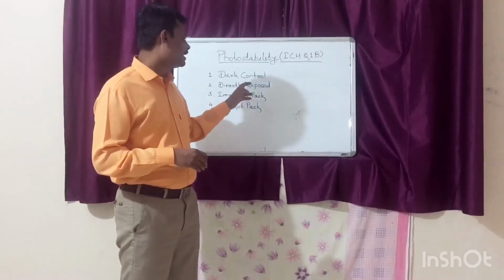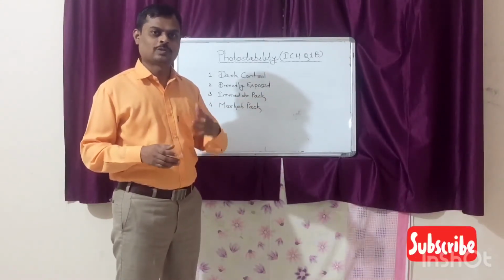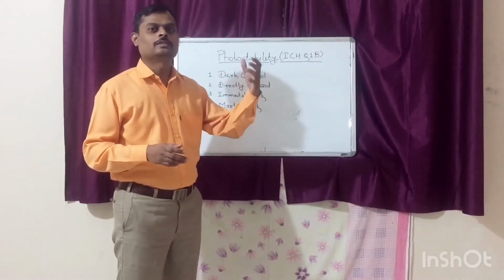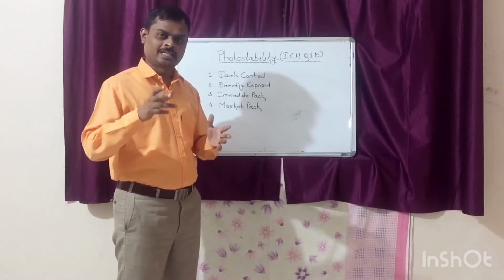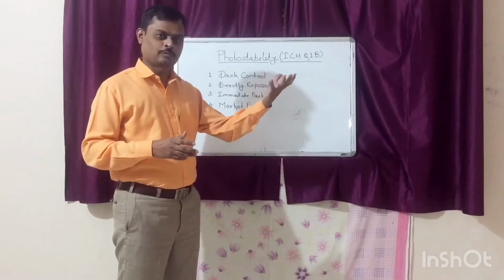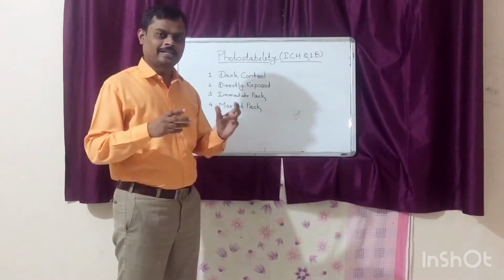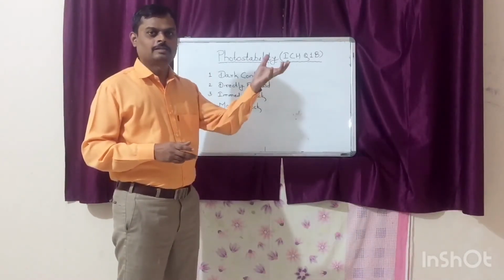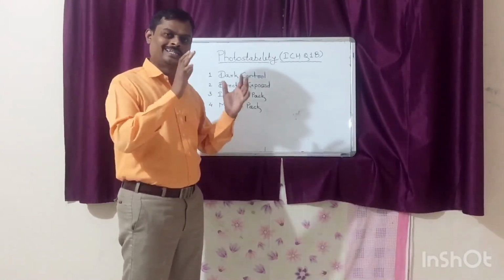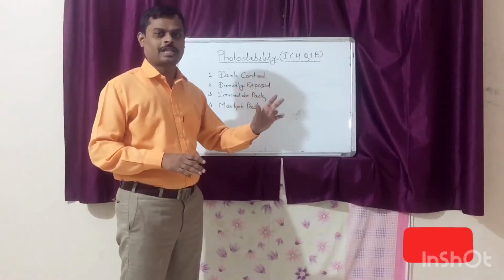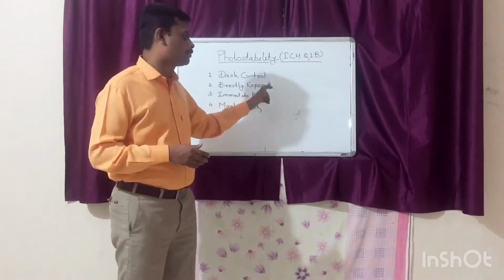The second type is directly exposed sample. In this case, you have to expose your sample directly in the photostability chamber. In case of drug substance, you can keep your powder in a petri dish and expose that petri dish in the photostability chamber. Or in case of drug product, you can directly expose your tablets under the photostability chamber. If your sample is liquid, you can put your sample in a transparent container and expose those samples in photostability chambers. So these samples are called directly exposed samples.